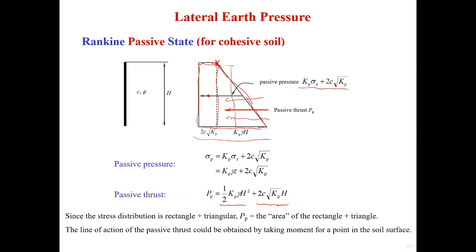The other side will be the passive thrust times the distance. So the distance could be expressed, I would say, as Pp times j equal to the expression we have calculated. So in this way, according to the moment equivalent, we are able to find the line of action of the passive thrust. We will have more practice with such calculations to get the line of action in the practical class, in the tutorial class.